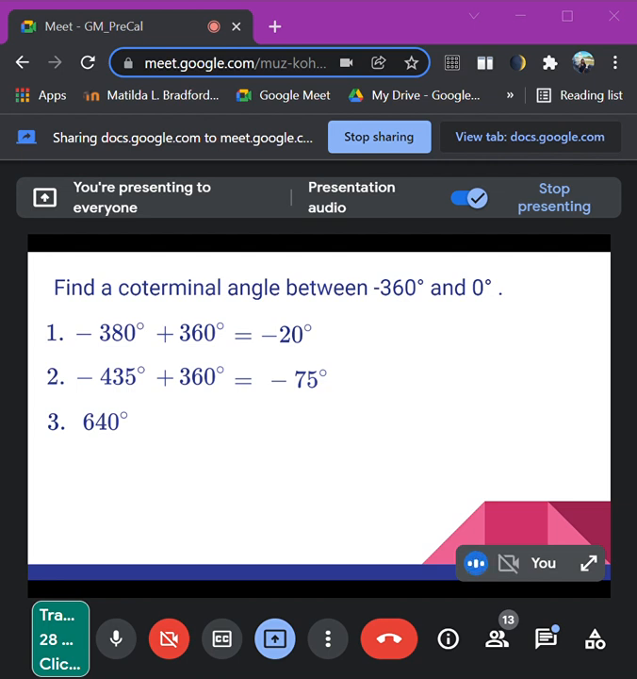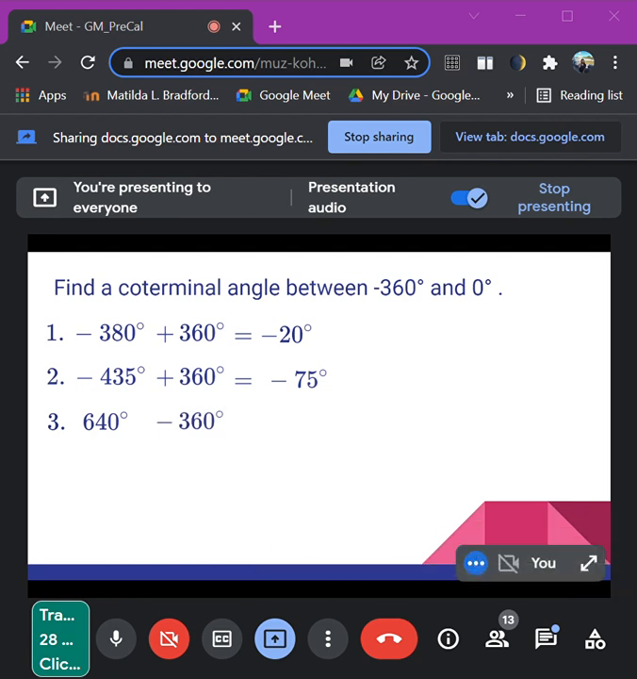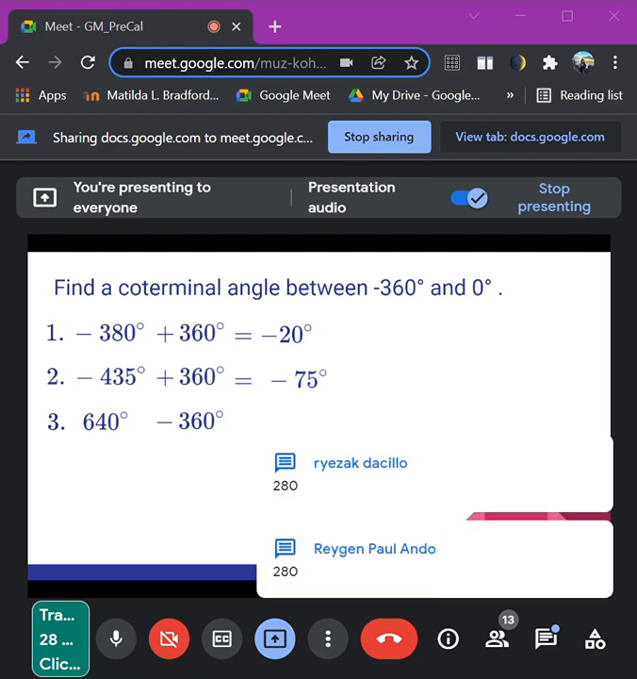640. So, we need to get a negative 360. Okay, we're going to subtract negative 360. So, 640 minus 360. Okay, that is 280. Final answer, 280? Okay, no.